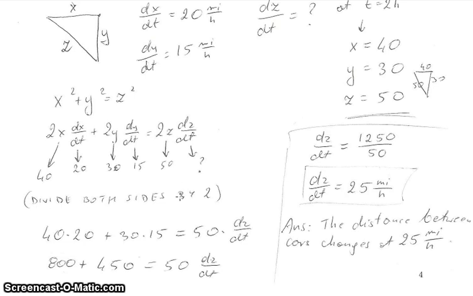So now I divided both sides by 2 to make the numbers smaller. So after you plug these values in, you get 40 times 20 plus 30 times 15 is equal to 50 times dz/dt, or z prime if you use the other notation. And then you just solve this equation for dz/dt. So multiply 40 and 20, you get 800, 30 and 15, 450. Add them up, you get 1250, and divide both sides by 50, so you get 25. 25 miles per hour is how fast the distance between the cars is changing.